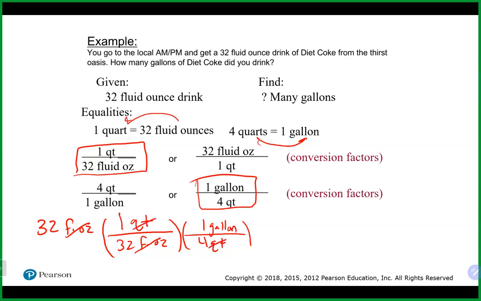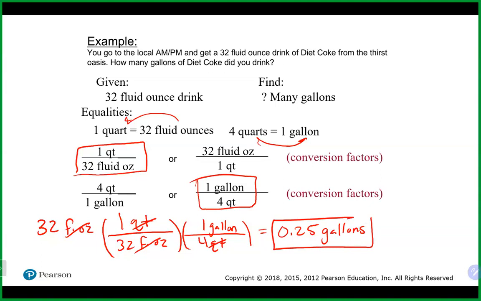Quarts will cancel. Once again, here we're going to multiply across the top, so it's going to be 32 basically times 1. We're going to divide by the bottom, which would be 32, hit equals, divide by the next number, 4, and hit equals. And you should get something like 0.25 gallons at this point.